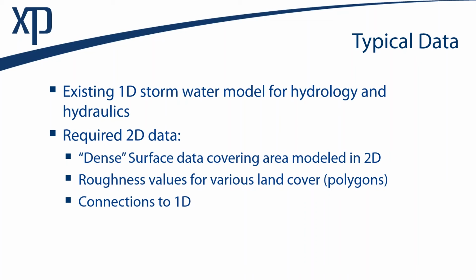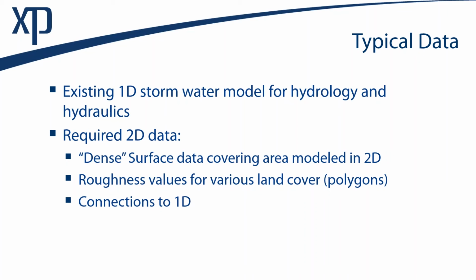And this automatically sources the 2D model with the elevations for the grid or the mesh. And then we need roughness values. All cells need to have essentially elevation and a roughness. And we provide this roughness through 2D land use, which are polygons. You could draw them or import them. And then, obviously, for a 1D, 2D model, we need the connections to 1D.